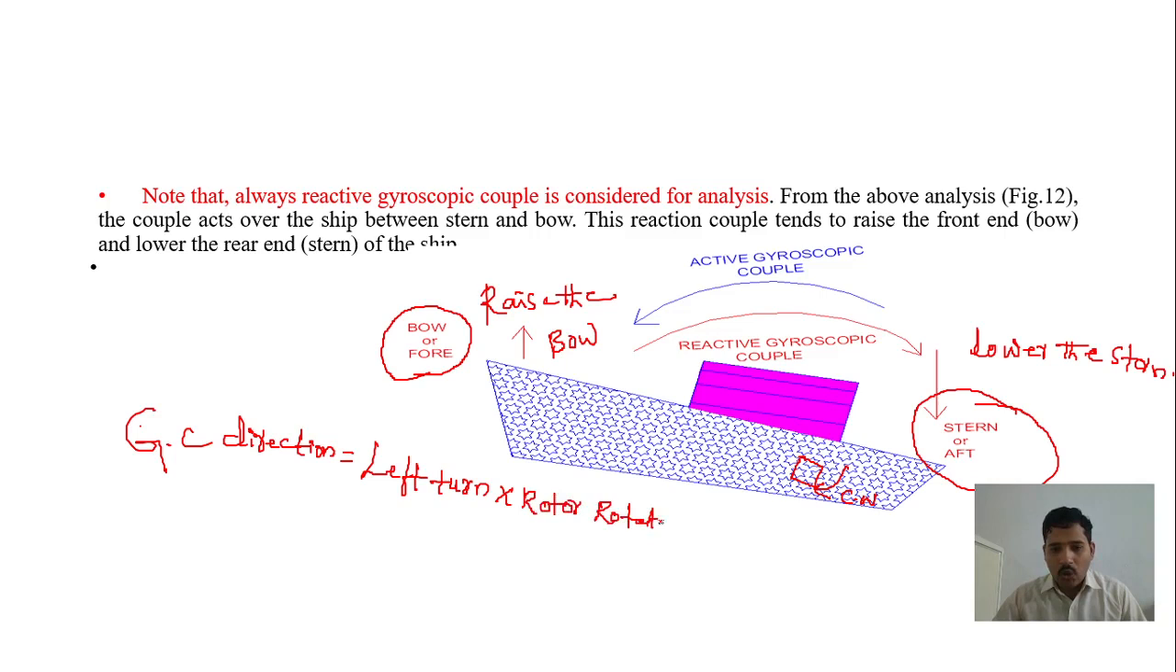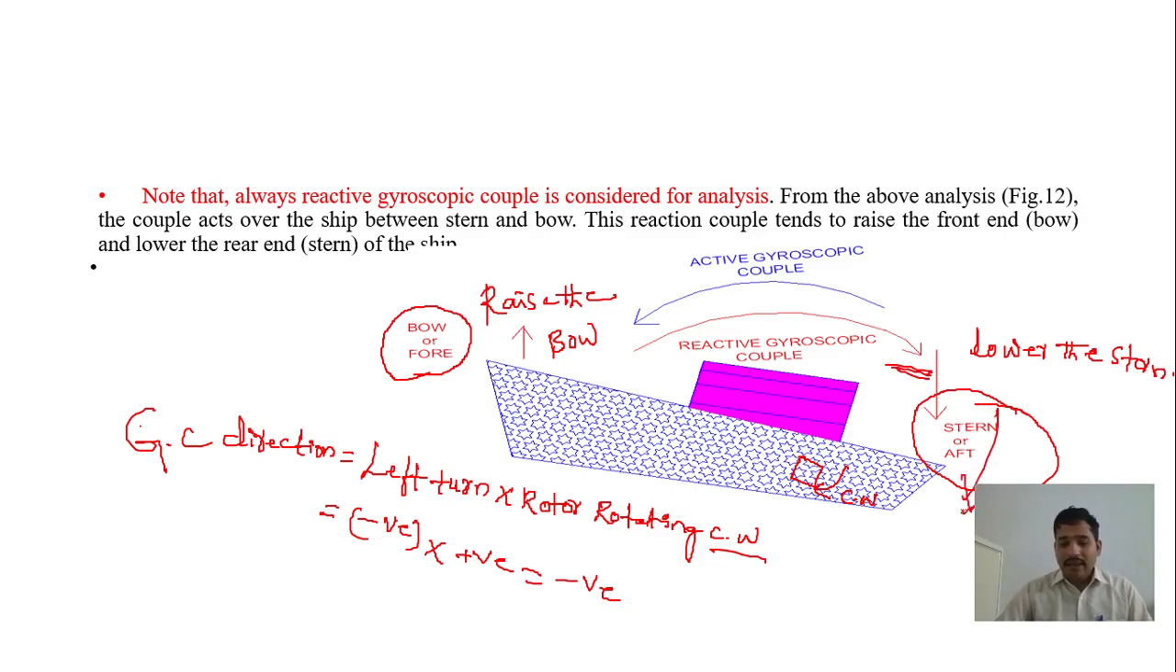rotating in clockwise direction. If you are taking the left turn, I told you the left turn is always negative, into the rotor rotating in the clockwise direction when observed from the stern. Clockwise indicates positive. Negative into positive should be negative. So this means the gyroscopic couple direction is negative, in which the reactive gyroscopic couple raises the bow and lowers the stern. Okay, that is the first concept.